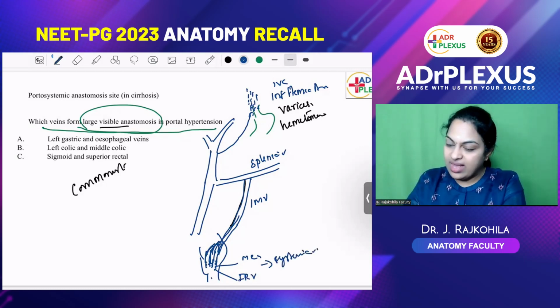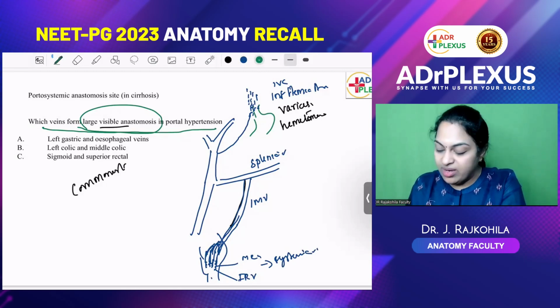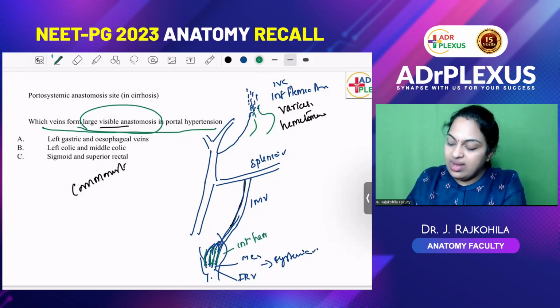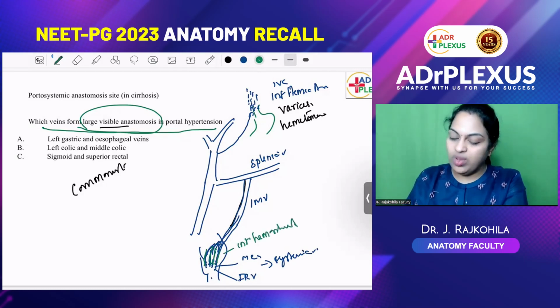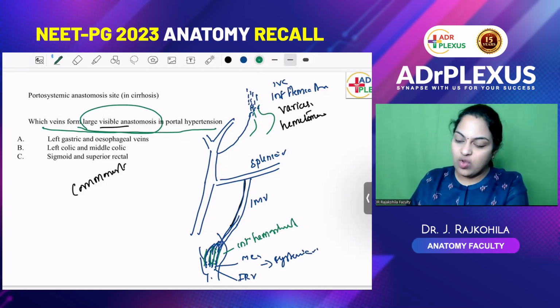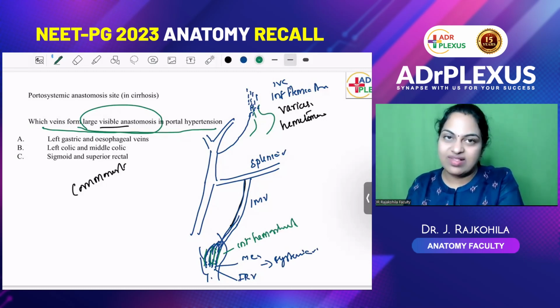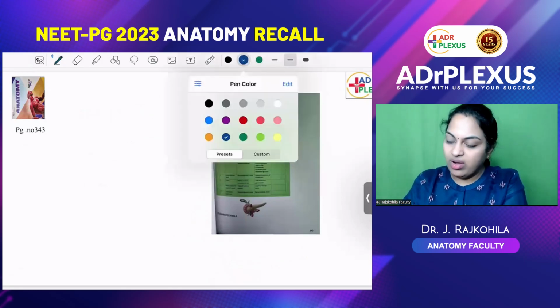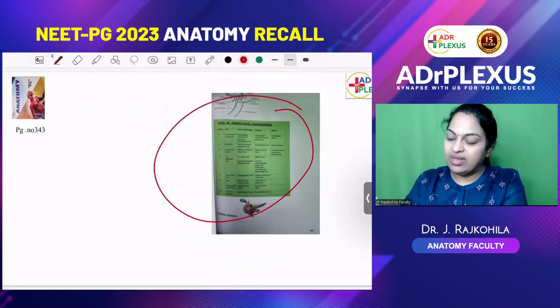So there's another side. Yeah, what will happen in portal hypertension? These radicals of the superior rectal vein will dilate and lead to internal hemorrhoids. But the one which is the commonest and the most visible anastomosis is the esophageal varices. Got it right? Okay. Of course, it's a very important topic. It was taught repeatedly, right?